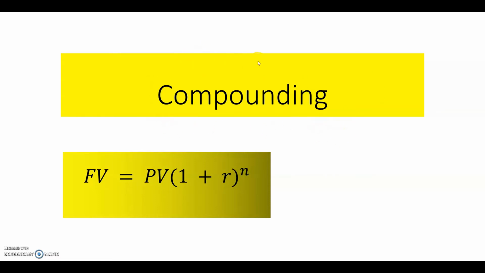Today we are going to look at compounding. Essentially, we are going to look at how you can work out compound interest and how you can actually work out the future value. Because as we know, future value is composed of compound interest plus the principal amount. Okay?